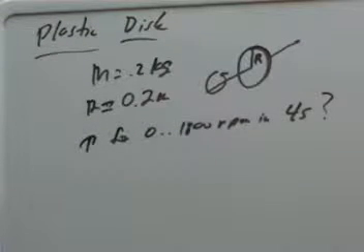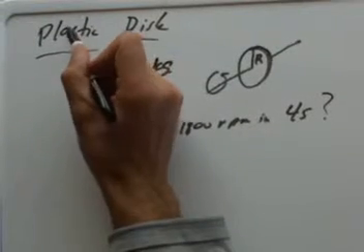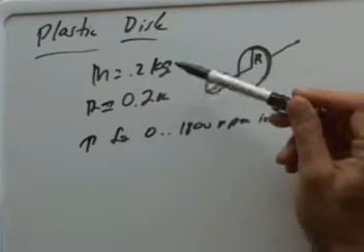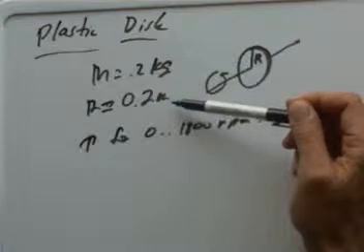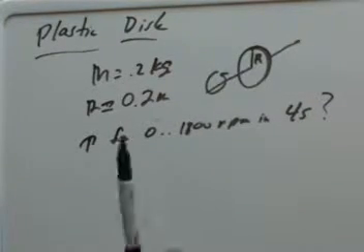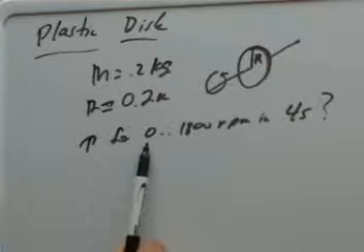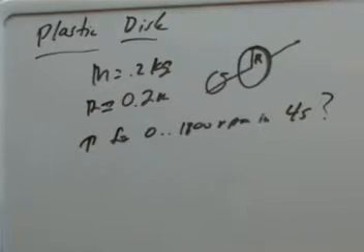Here's a rotational problem about a plastic disc. It has a mass of 0.2 kilograms and a radius of 0.2 meters. What I'd like to know is what torque you would have to apply to this disc to get it to go from 0, in other words not rotating at all, to 1800 RPMs in 4 seconds. What torque would you need?